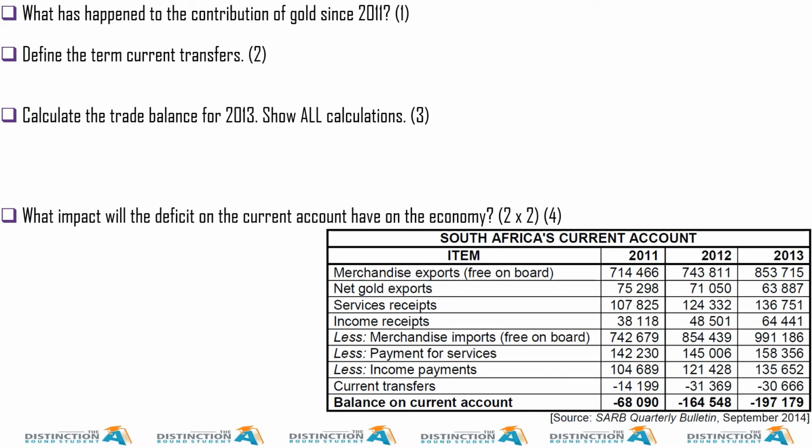What has happened to the contribution of gold since 2011? So let's look at gold export 70. It's been declining. You can see that.